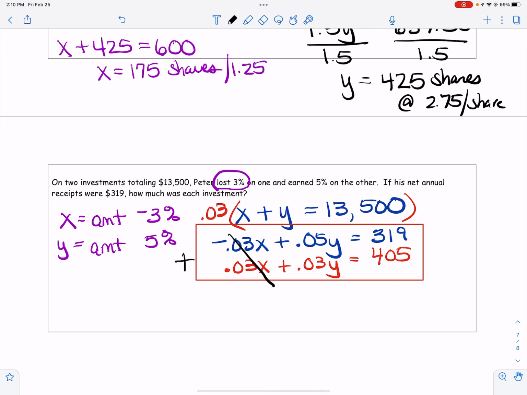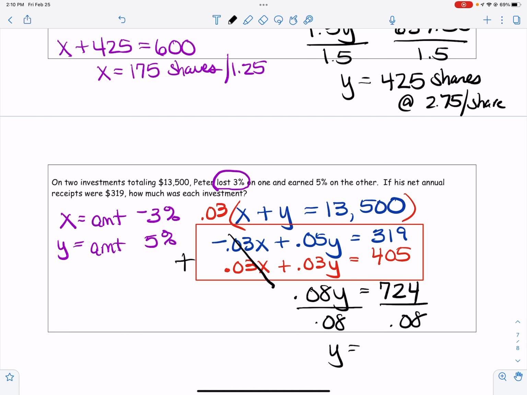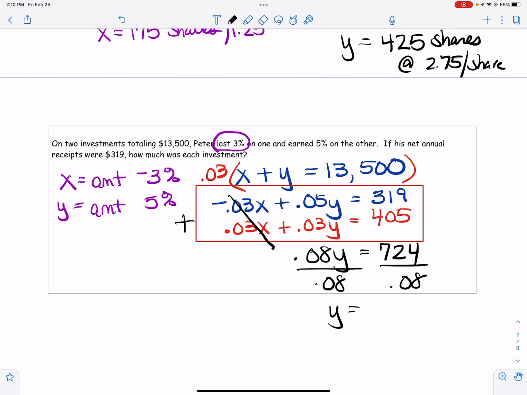And so I'm going to add these two equations up. And the x's cancel, and I get 0.08y is equal to 724. Divide by 0.08, and so y comes out to be $9,050.